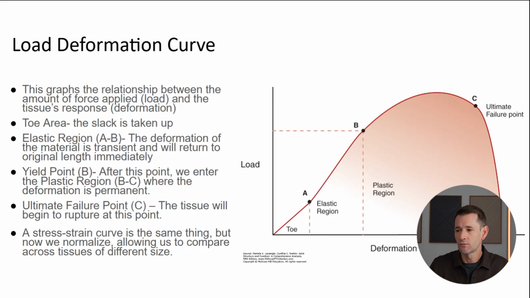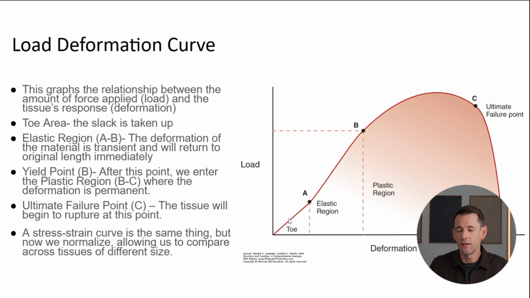Moving on from here, once we get to C, this is the ultimate failure point. At this ultimate failure point, the tissue is fully ruptured. So I would pop a bicep tendon, meaning the load's going to completely fall off because I've completely ruptured that tissue.